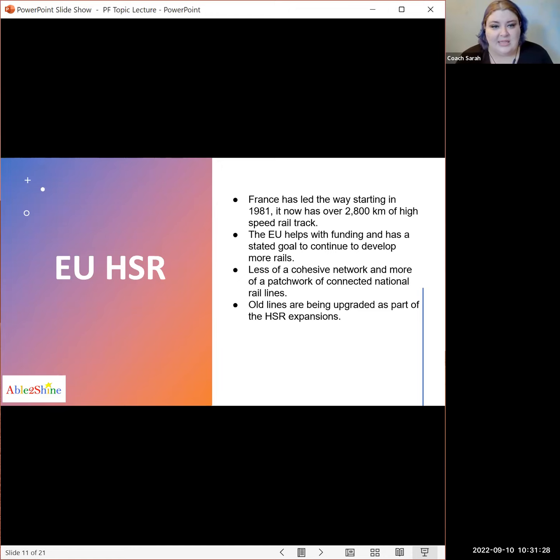It is a system that is really helpful to economic development and tourism, and the high-speed lines are a great contributor to that. The European Union as a governmental body also helps with funding a lot of these rail lines, and one of its stated goals for the last couple of decades has actually been to continue to develop these high-speed rail lines and connect them together.